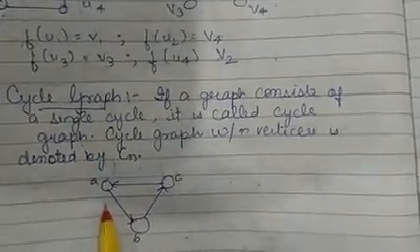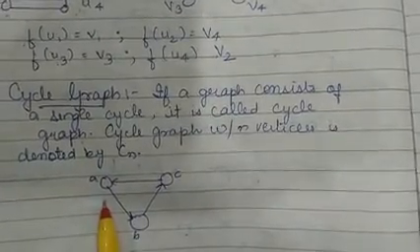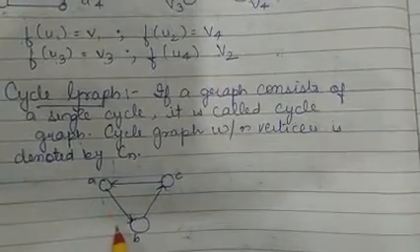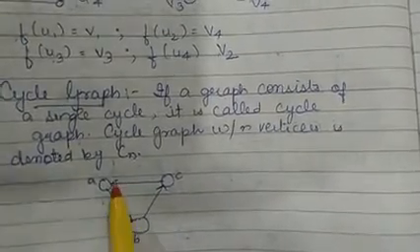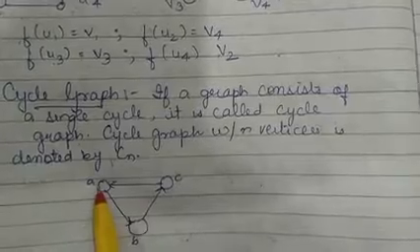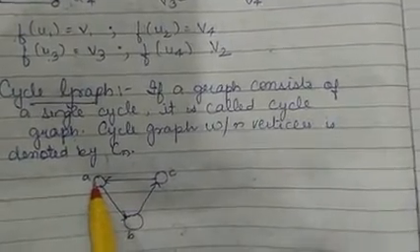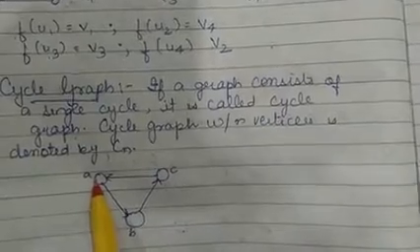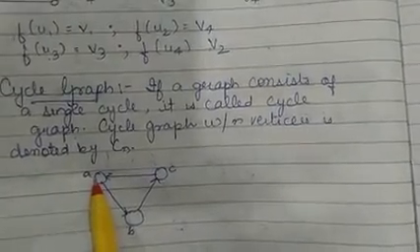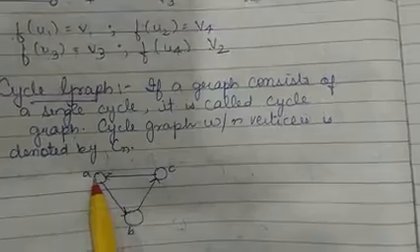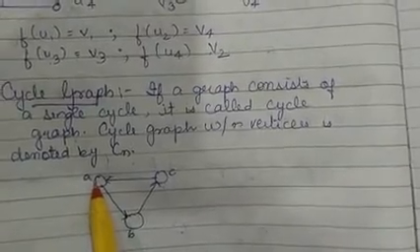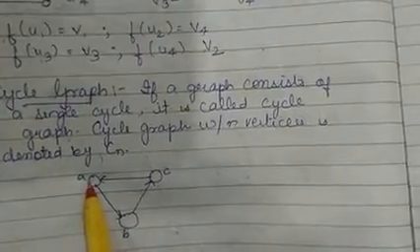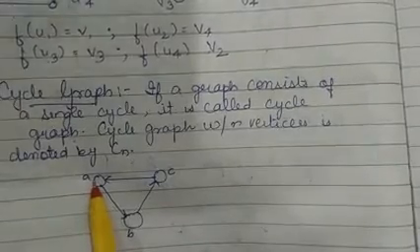Suppose I have three vertices A, B, C, with an edge from A to B, B to C, and C to A. That means if I start traversing from my initial vertex and come back to my initial vertex at the end, after traversing all the edges and all the vertices, then I can say that this sort of graph is known as a cyclic graph.